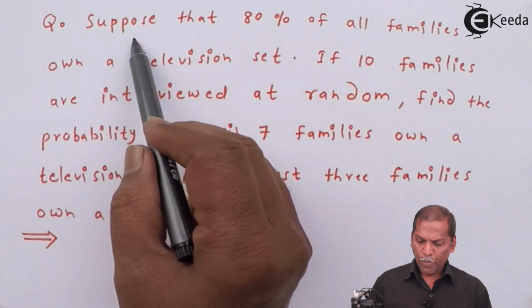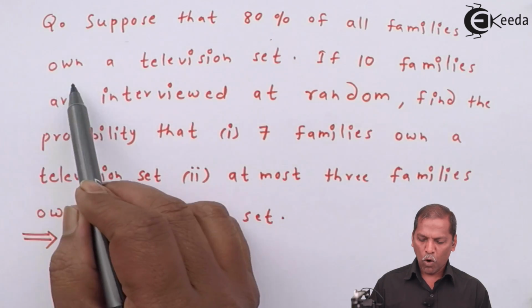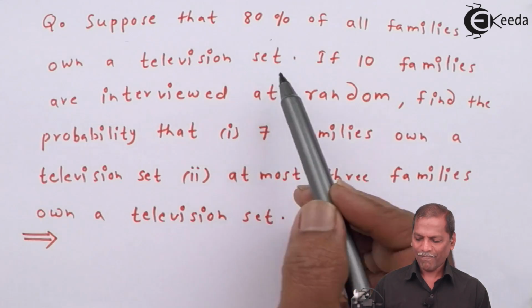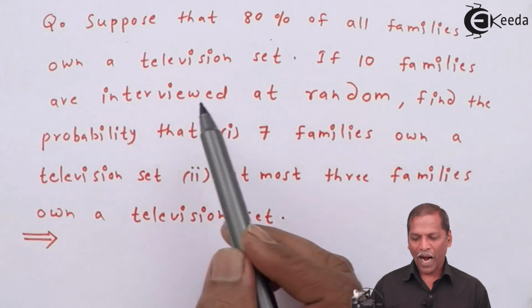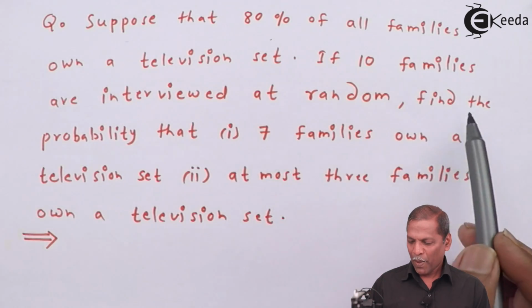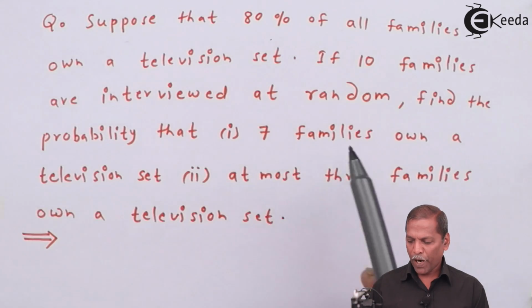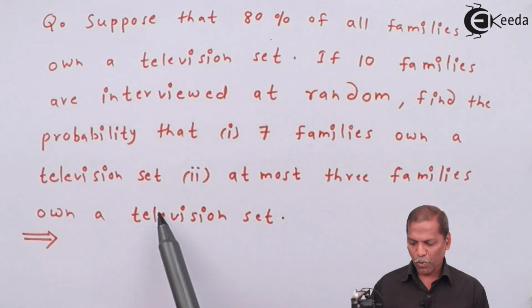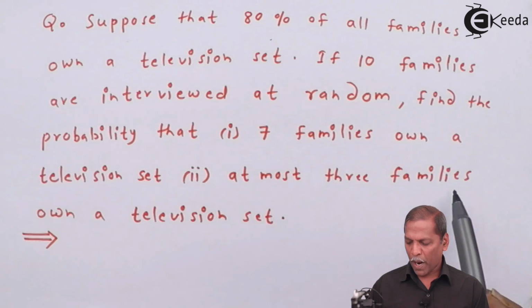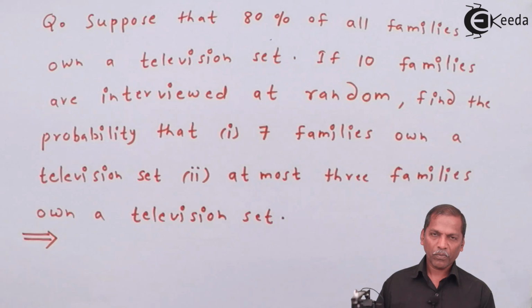Question: suppose that 80% of all families own a television set. If 10 families are interviewed at random, then find the probability that number 1, 7 families own a television set, and number 2, at most 3 families own a television set. Now let's see the solution.